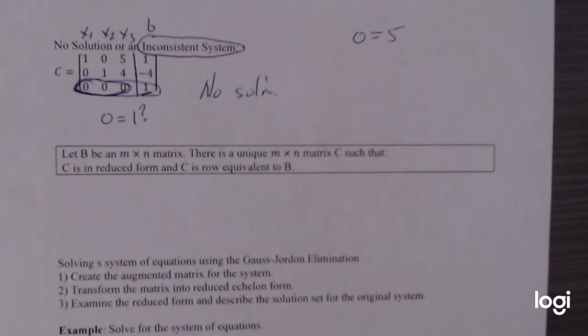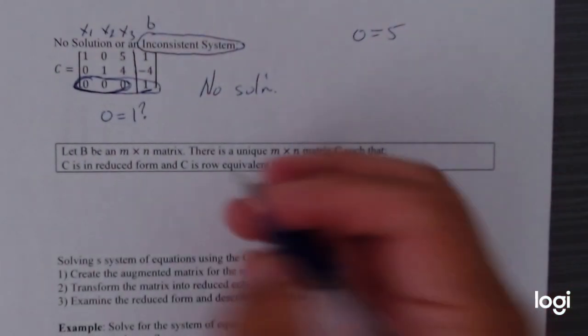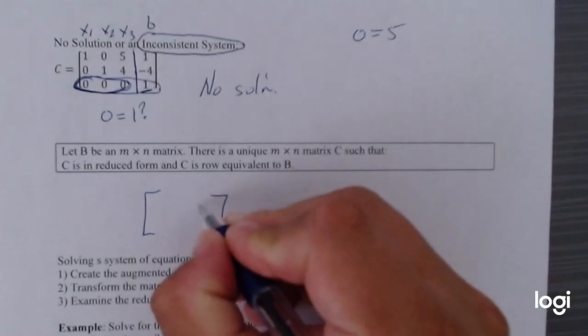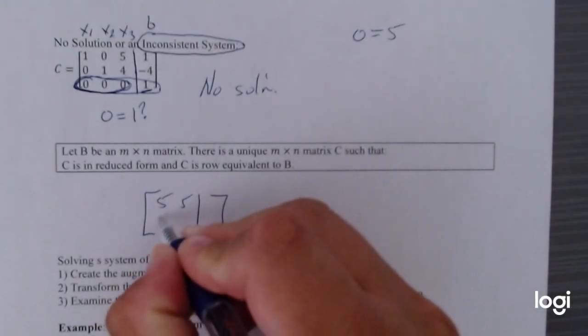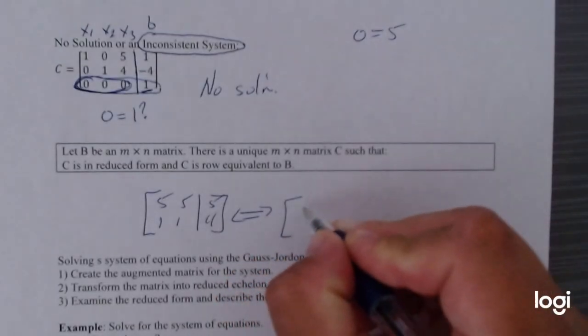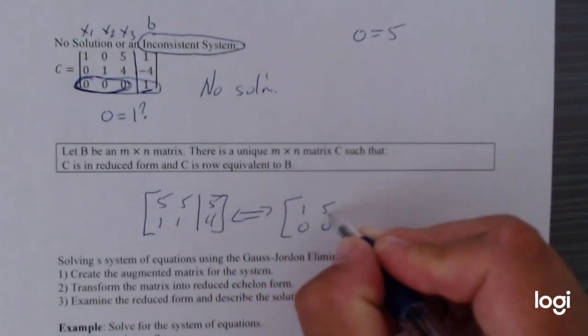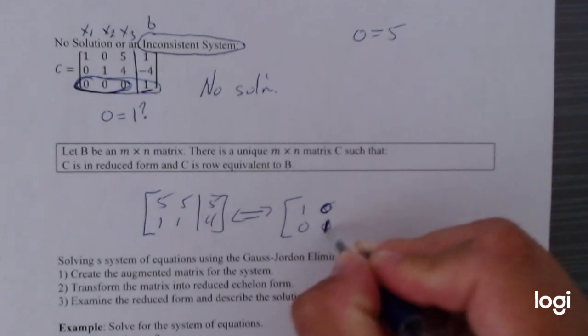Okay. So now let's go on to our next definition. So let B be an n by n matrix. There is a unique n by n matrix C such that C is in reduced form and C is row equivalent to B. And again, this goes back to what we've been talking about before, right? This kind of makes sense. I have some matrix, and if I can row reduce it to, I guess, say 2 by 2.